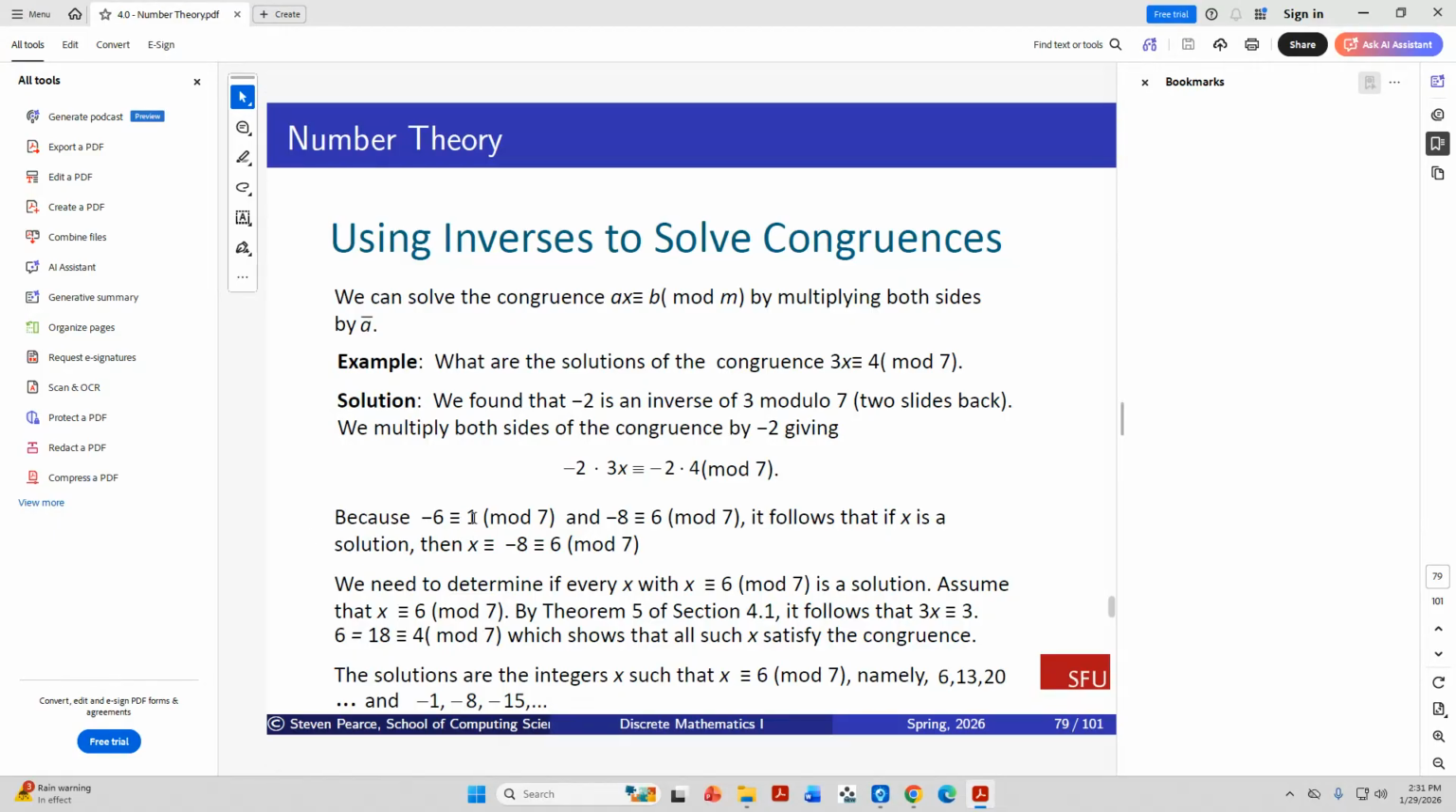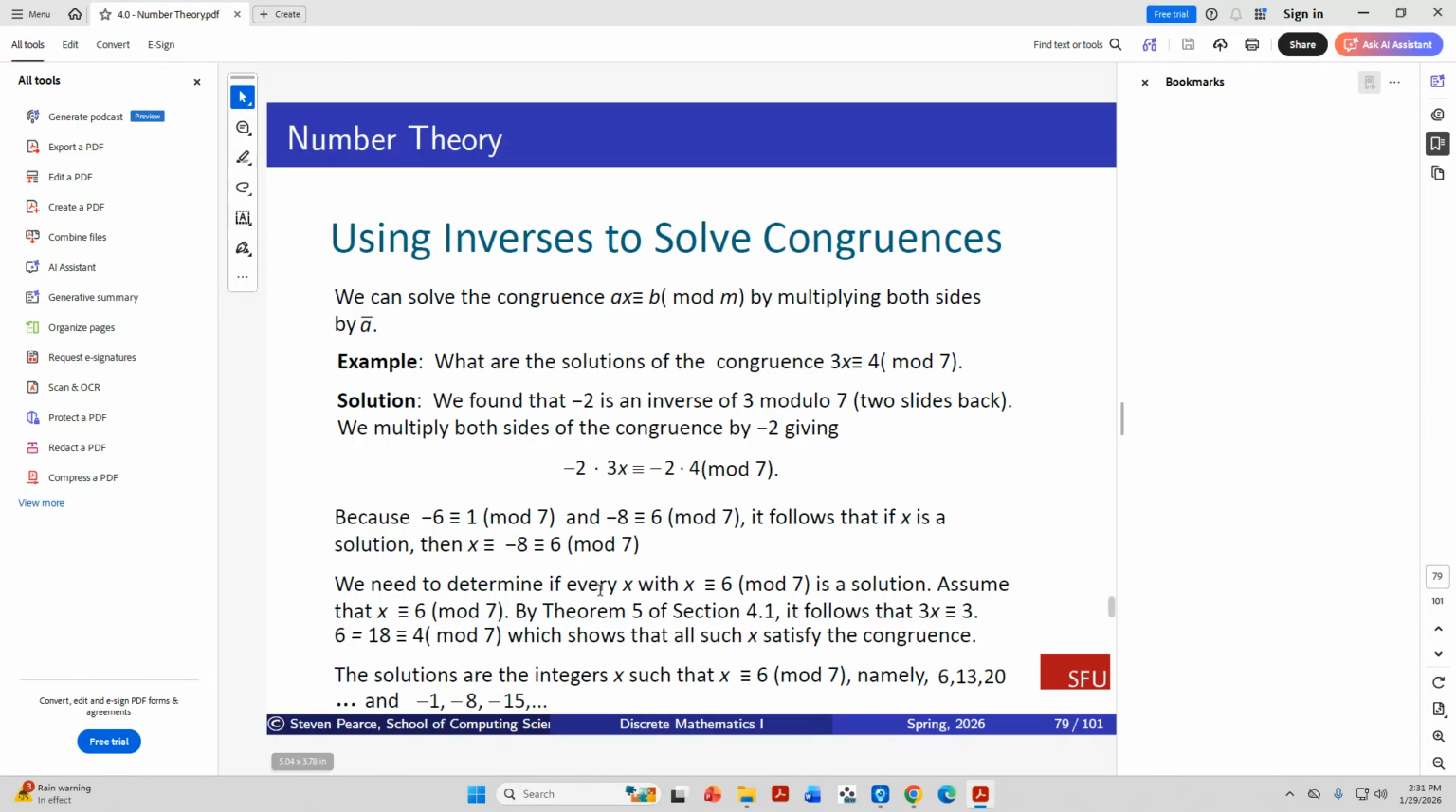Because minus 6 is equal to 1 mod 7 and minus 8 is equal to 6 mod 7, it follows that if x is a solution, then x is equal to minus 8 mod 7, which is 6 mod 7, okay? Again, we haven't shown yet how to solve linear congruences in general, and here we use inverses to actually solve for x, if you can see.